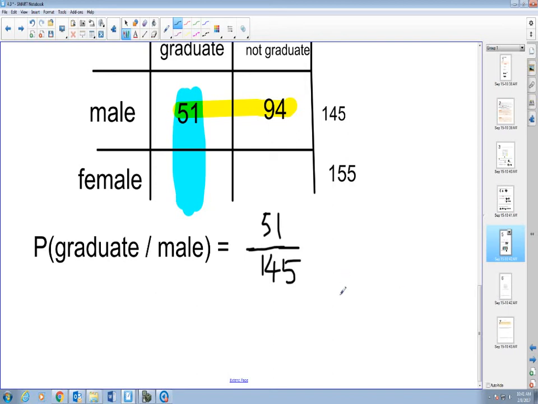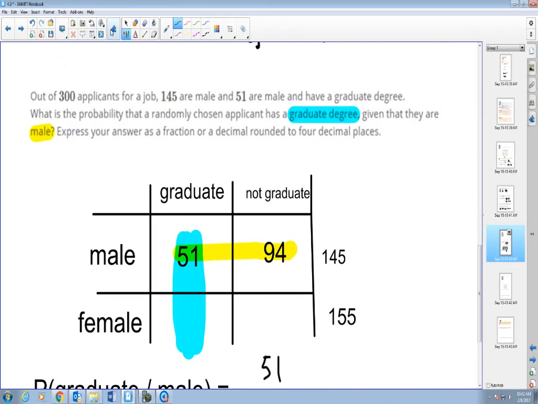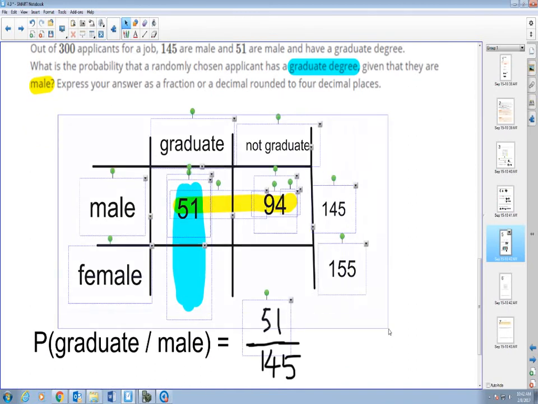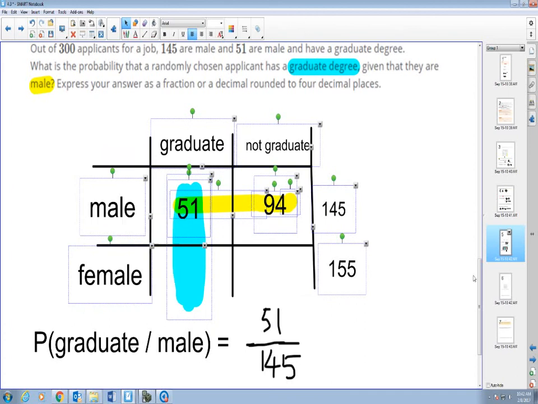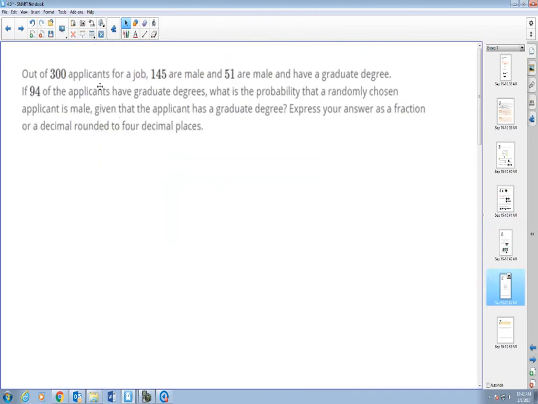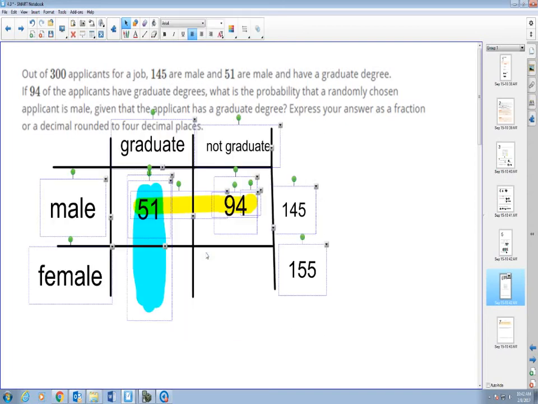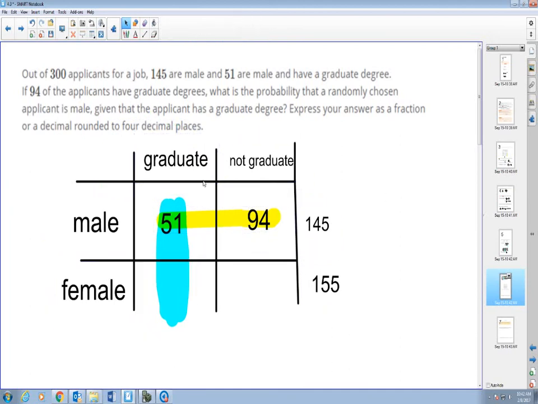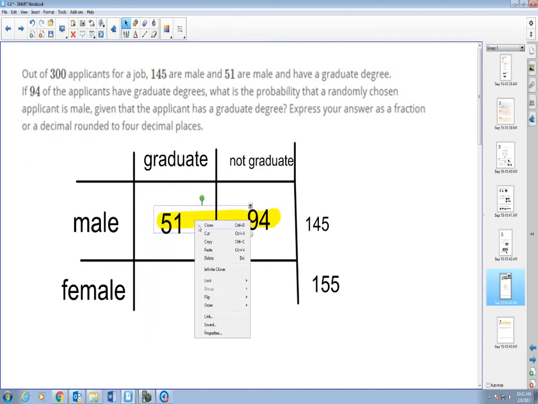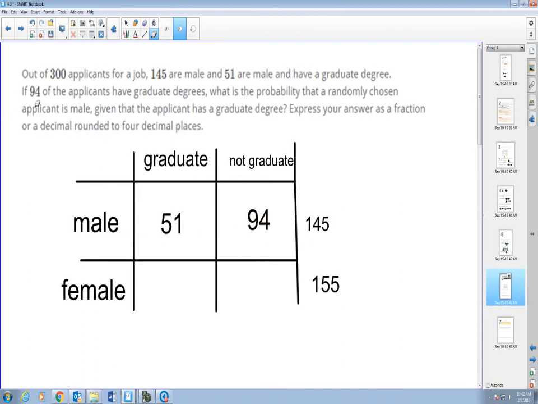Alright, do the same thing, okay? Same problem. So I'm gonna steal the chalk right here. 300 applicants, 144 are male, 51 are male have a graduate degree. Okay. All right, let's see what's going on here. 144 are male. We have 94 applicants have a graduate degree. Oh, what does that mean?